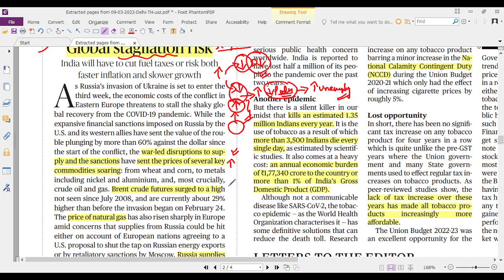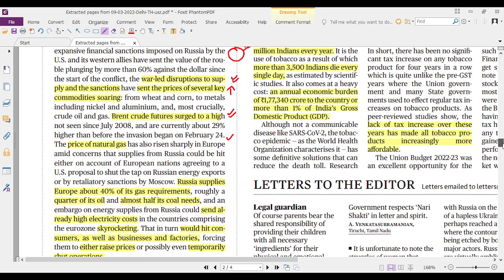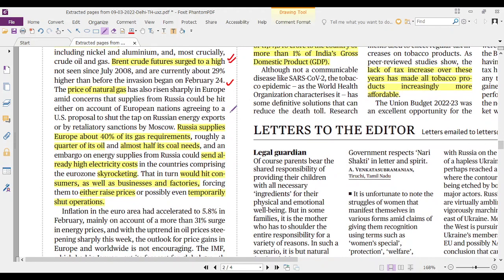And the prices of the Brent is also increasing. Prices of natural gas is also increasing. The supplies from Russia and Ukraine are getting disrupted. So the prices of oil and gas is increasing all over the global markets. And the cost of electricity is going to be high. The shipping costs and the container costs are getting disrupted.